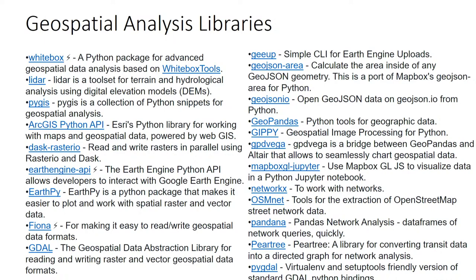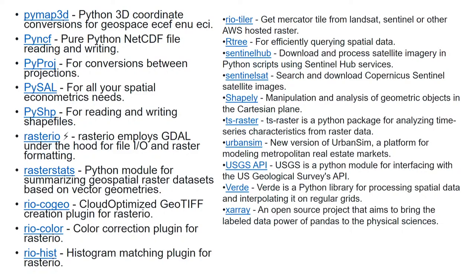If you want to make a geospatial chart for geospatial data, you can use GPD Vega too. Mapbox GL. If you are interested in network analysis, there are NetworkX, OSMnet, Pandana, and Pandana also has a framework for network analysis, PyTree, PyGDAL. For 3D analysis, PyMap3D, PyCRS, PyProj. For spatial analysis, PySAL, and you can use it for shapefiles, just reading and writing. PySHP, Rasterio, Rasterstats, rioxarray, COG Geo, Rio Color, Histogram.